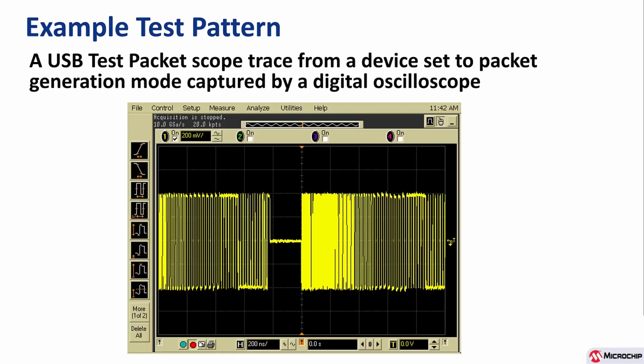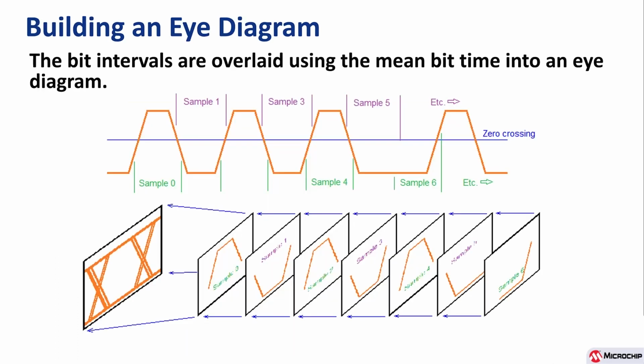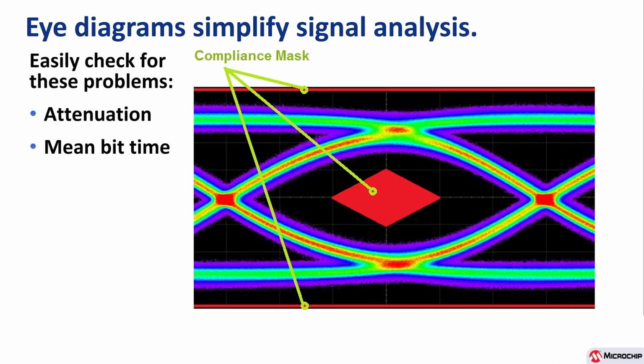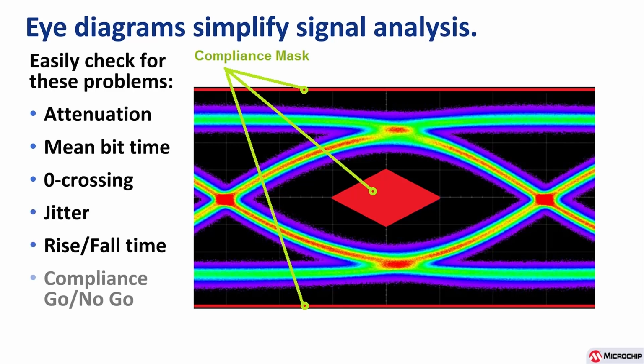So here's the USB test packet. Then those bit intervals are then cut up and then overlaid by the scope into an eye diagram, as you can see on the bottom. By examining this eye diagram, overlaying it with a compliance mask, shown here in red, we can tell whether we have any issues with attenuation, mean bit time, zero crossing, jitter, rise or fall time, and basically we just get a compliance go or no go.